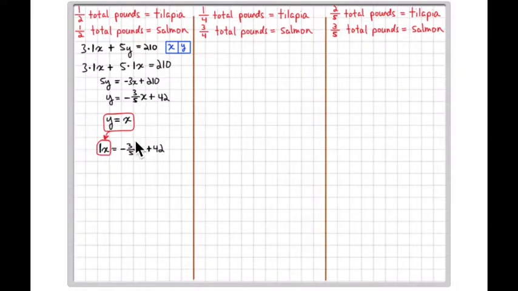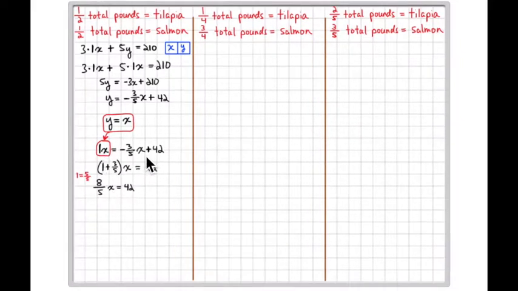So continuing down, y is equal to x, because there's an equal number of pounds. So now I can replace this y right here with x. So I can replace that with 1x. I want to use the 1 because I'm going to add fifths to this.